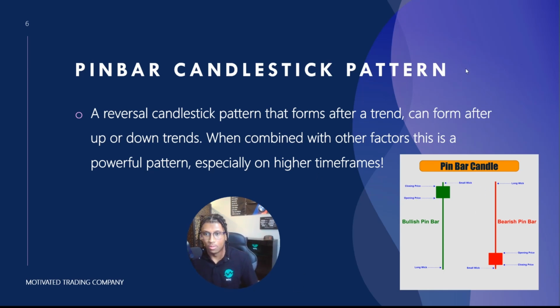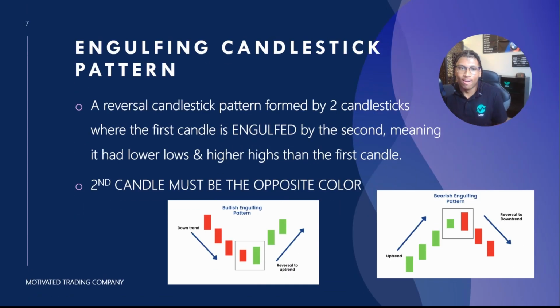Now, let's continue. Engulfing candlestick pattern. All right, this is another reversal candlestick pattern formed by two candlesticks, where the first candle is engulfed by the second, meaning the second candle had higher highs and lower lows than the first candle, all right? I'm gonna show you guys this, so don't get it twisted, and I'll show you also an indicator to use that's gonna literally tell you what type of candle it is, if it's engulfing, if it's the next one I'm gonna show you, or if it's just a normal continuation one. So stay tuned. I got lots of free games for y'all.